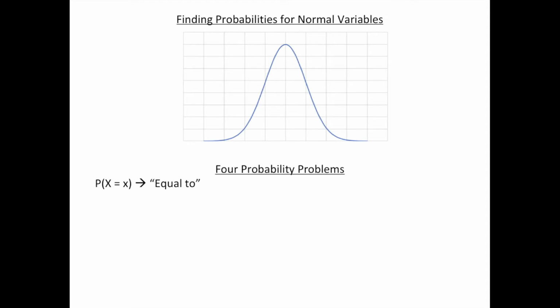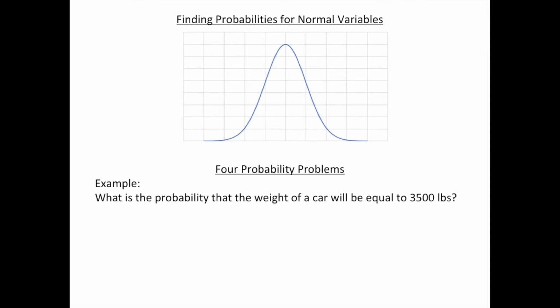If we start with the equal to value, this is stating that we want to find the probability when x is equal to a specific value. And in this case, the probability will always equal 0. So if we look at a quick example, let's say you ask what is the probability that the weight of a car will be equal to 3,500 pounds, then because this is stating that x is equal to 3,500 pounds, the probability will equal 0. So that's the case for all of these problems.